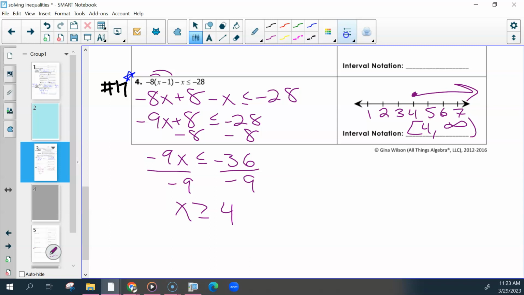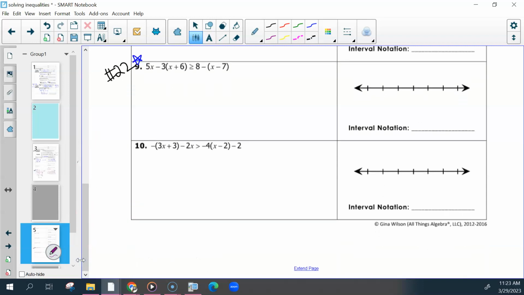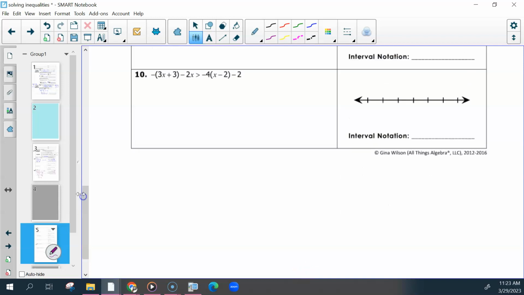Flip over to the back. We're going to do 10. This is like the hardest this is going to get. So if you can do this, you can really do all of these problems. How would we start this? Distribute on both sides at the same time. Be careful with your signs. So -3x minus 3 minus 2x is greater than -4x plus 8 minus 2.